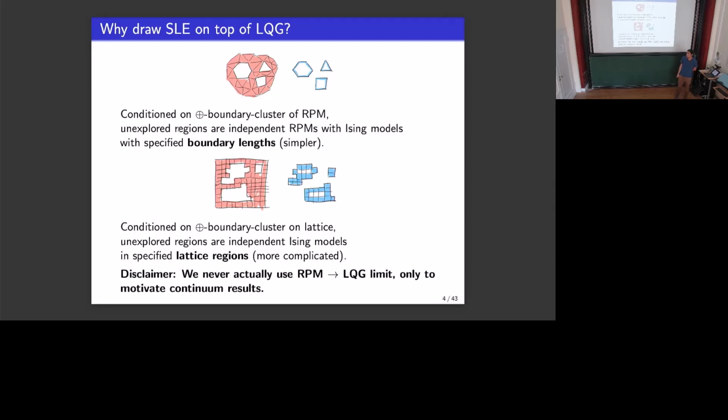You can use solvability of LQG to get solvability of SLE, and vice versa. Yeah. So we'll see an example of this today. Yeah. Are there any other questions?